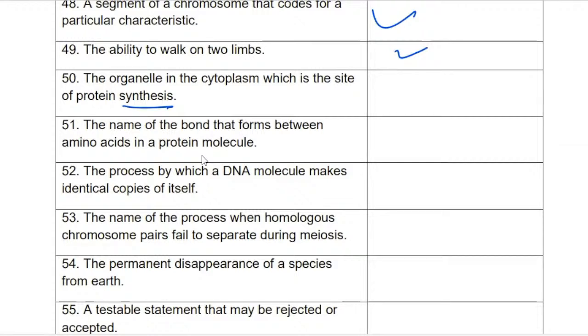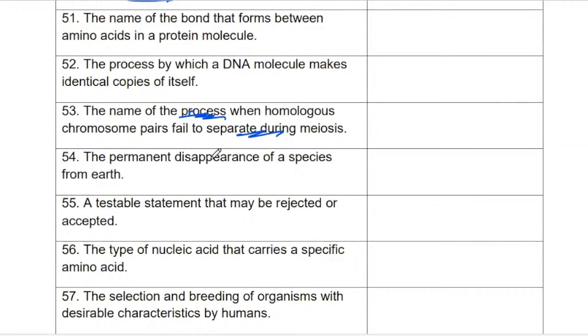Name the process where homologous chromosomes fail to separate during meiosis. How do we call that? They're saying the process is nondisjunction, failure to separate during meiosis, in which phase? Anaphase, yes. So we call it nondisjunction. Permanent disappearance of species from the earth is extinction. A testable statement that may be rejected or accepted is a hypothesis.